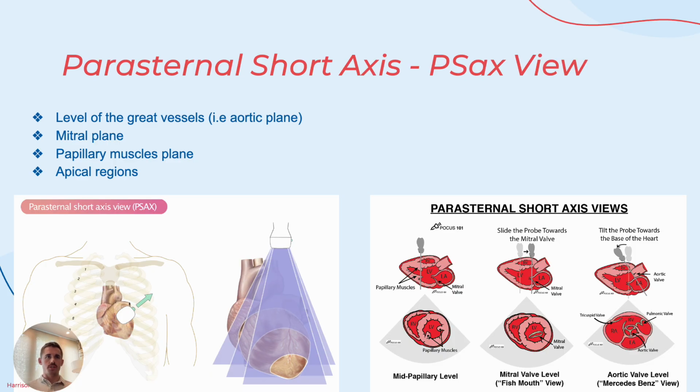So practice these a bunch. Getting to know where exactly you are from inferior to superior on the heart is a skill, and go from there. So we're going to look at the aortic plane, the mitral plane, papillary muscle plane, apical region.